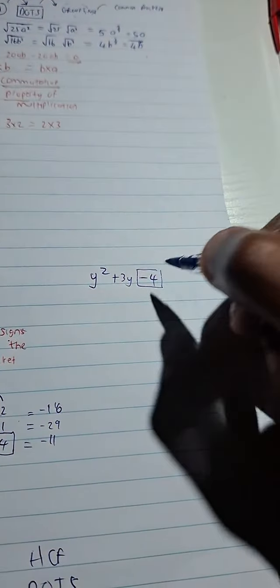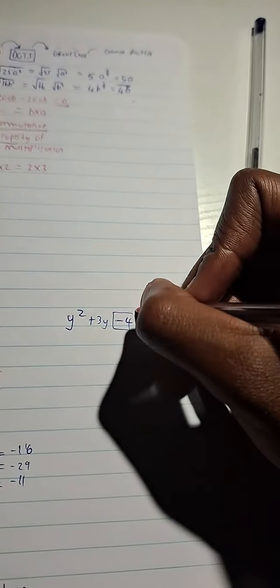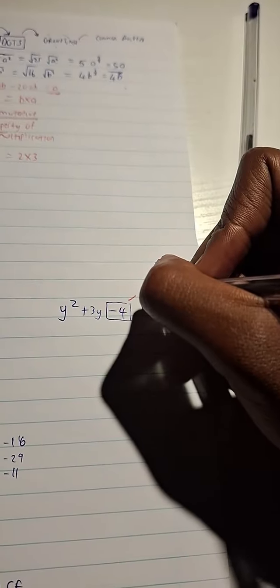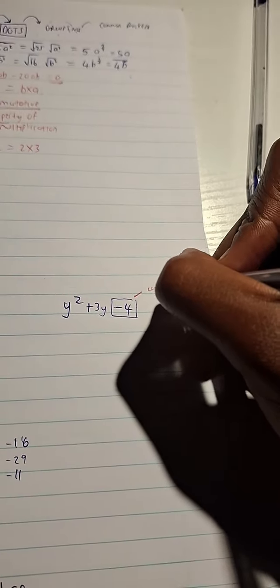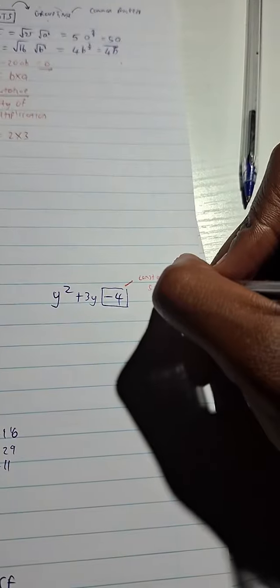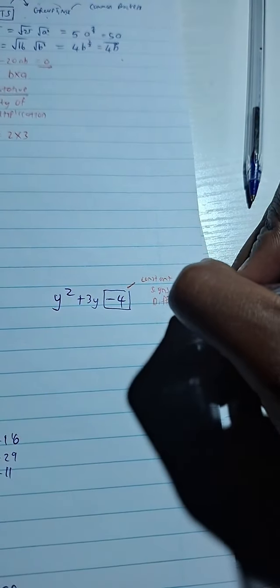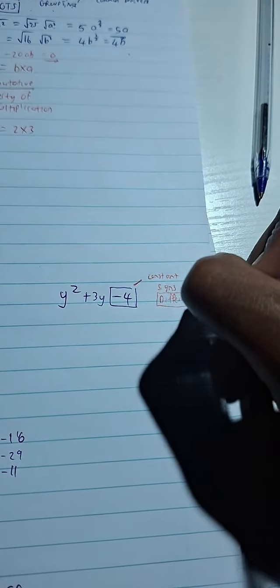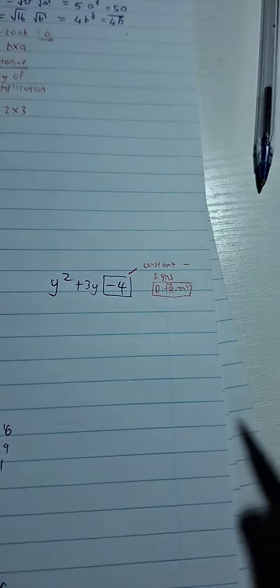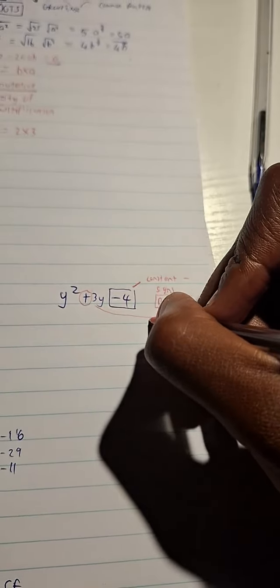If the constant is negative, what does it mean, guys? It means that the constant that is negative, that means that our signs are going to be different inside the bracket. Different signs. But take note, we look at the sign of the middle term.